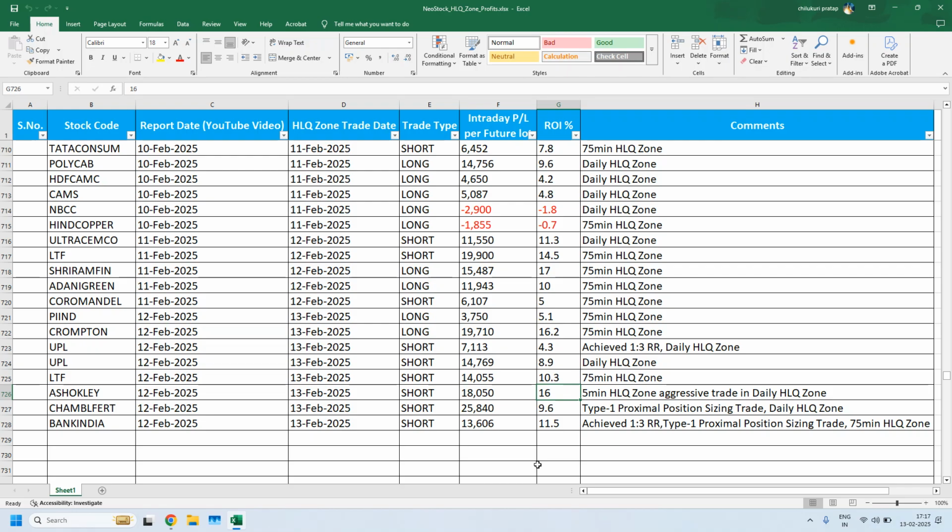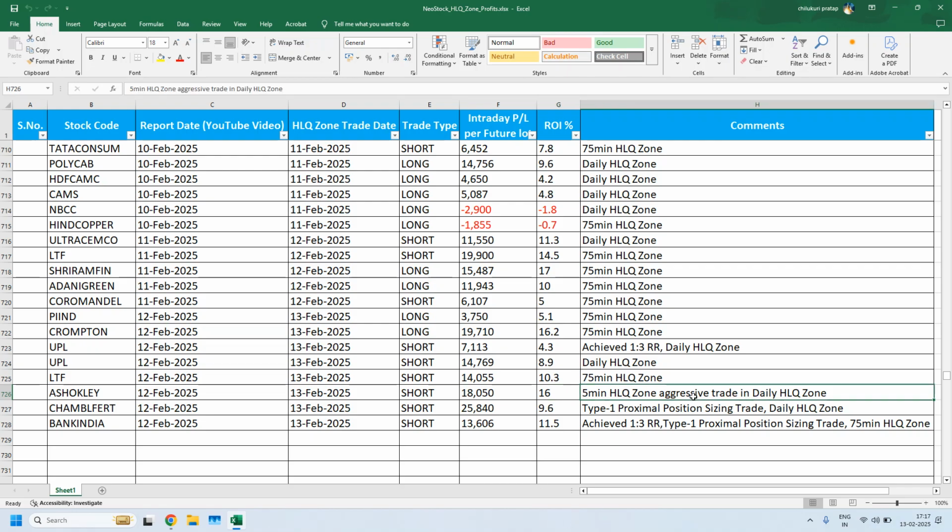16% ROI during intraday, that too in only 12 minutes. In 12 minutes, you would have got a 16% return on your investment. That is what ROI is, right? Return on the investment. In 12 minutes, you got 16% return, just because of not doing it.